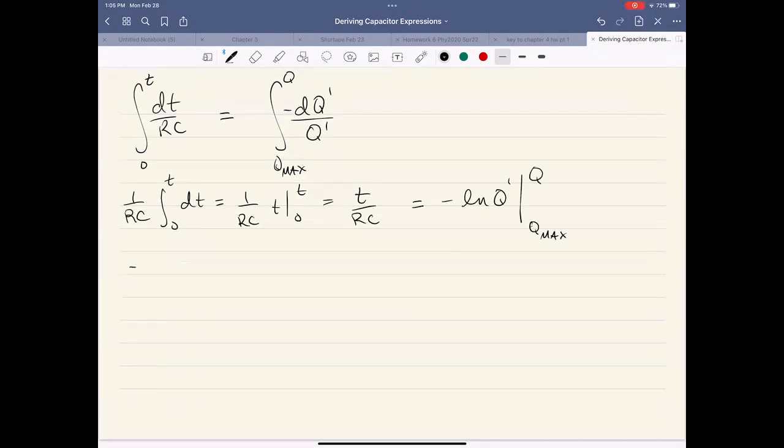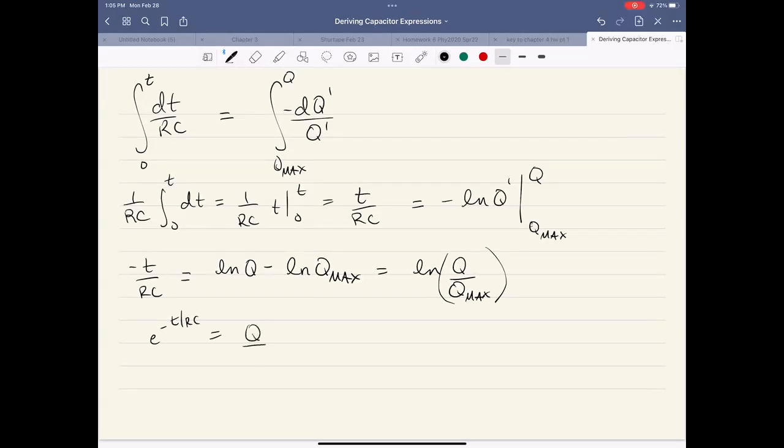Let's go ahead and move that negative sign over to the other side of the equation so that it makes it a little easier to deal with. And then we have the natural log of q minus the natural log of q max. All right, and just like before, when you subtract logarithms, it's the same thing as dividing their arguments. And so there you go. Okay, well, we still don't want a logarithm there, so we're going to raise both sides to the power of e, like that. And then finally, we can solve for the charge as a function of time, and Q will be equal to Q max times e to the minus t over RC.